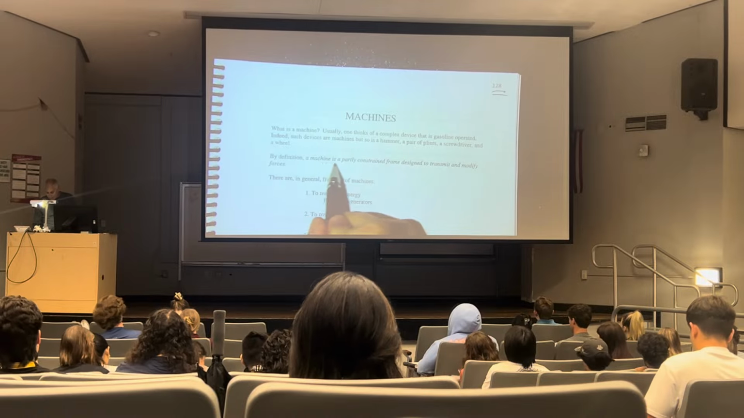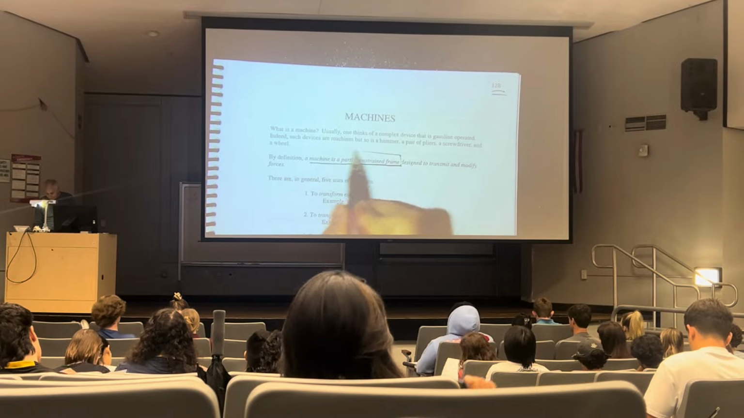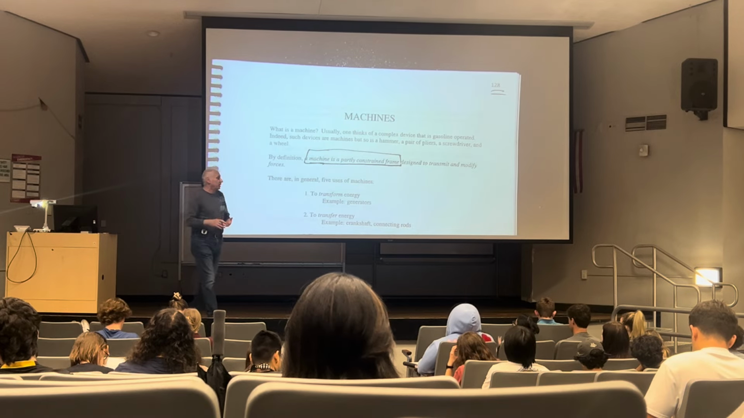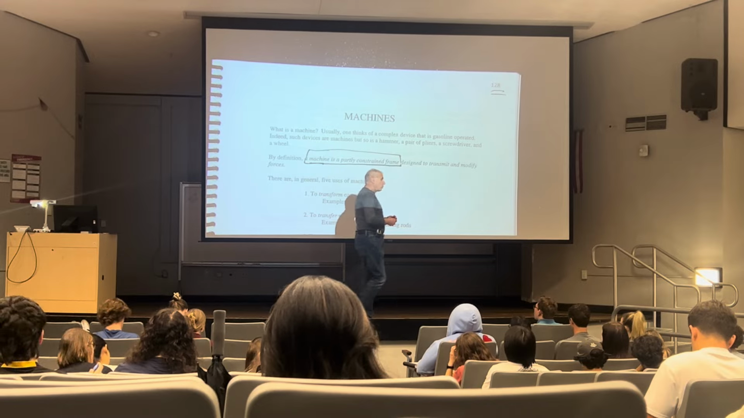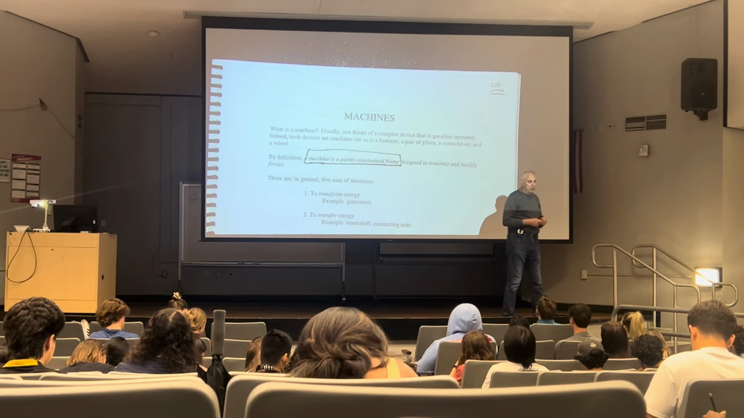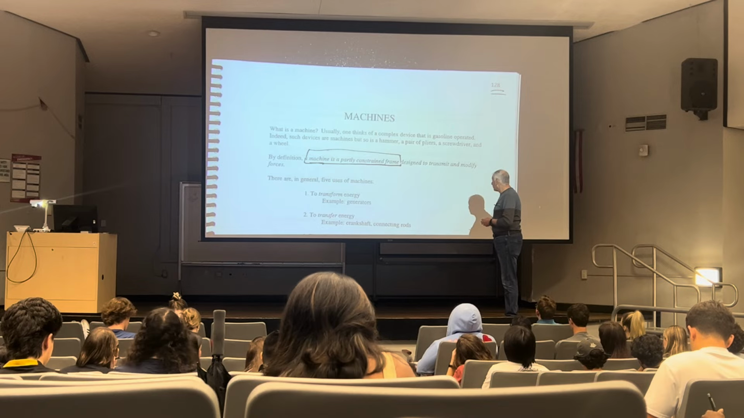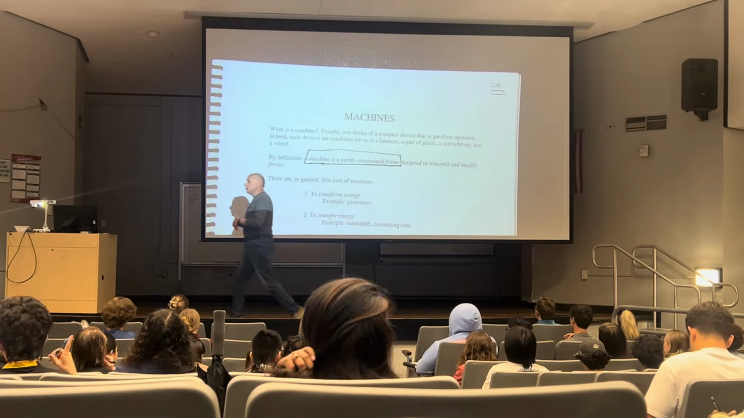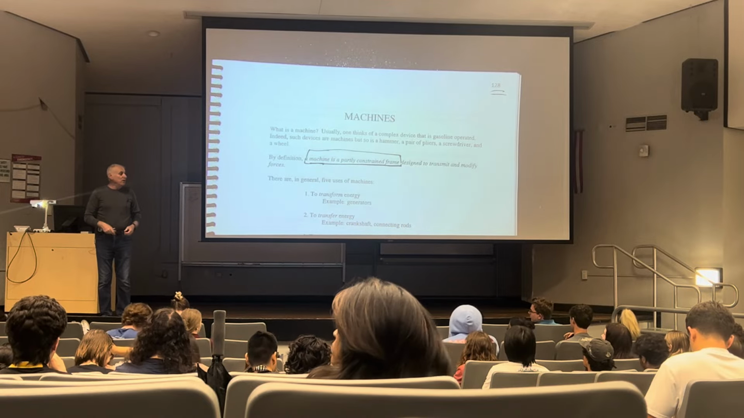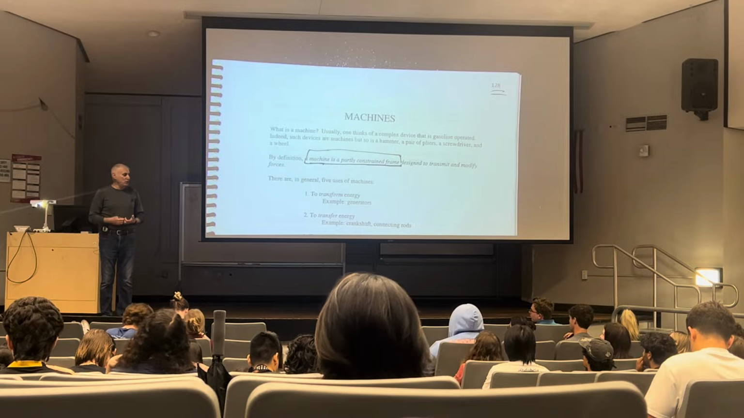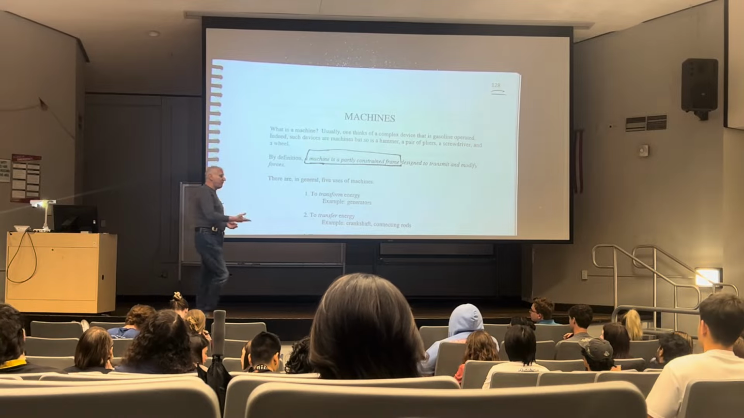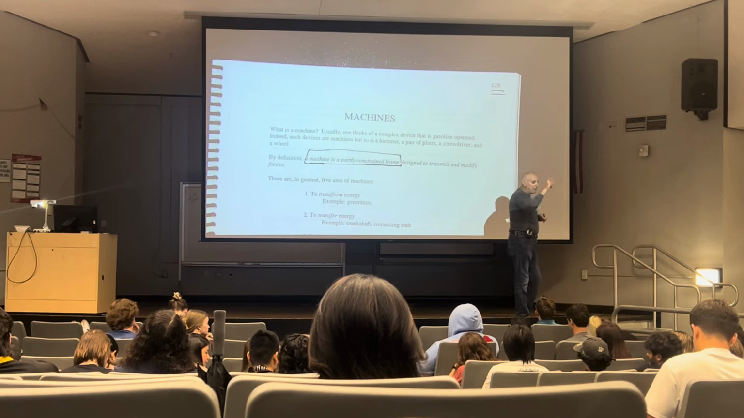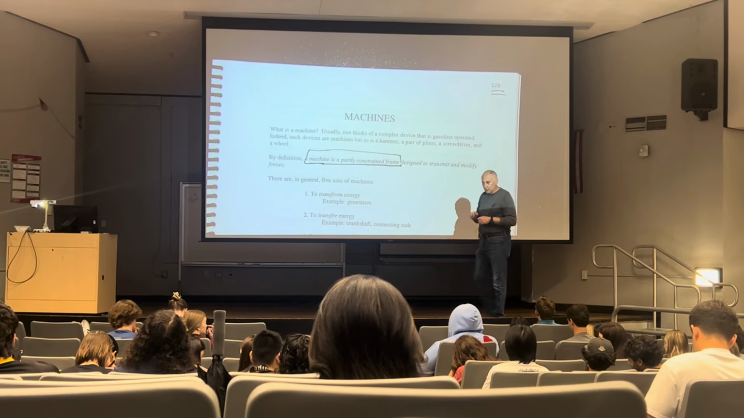A machine is defined as a partially constrained frame. You know what it means to be partially constrained, just like you should know what it means to be improperly constrained. Right? A partially constrained frame designed to transmit and modify forces. You with me? So for this definition, a pair of pliers is a machine. Anything that will give me a mechanical advantage is what we call a machine. It doesn't have to be gas powered or electric driven.